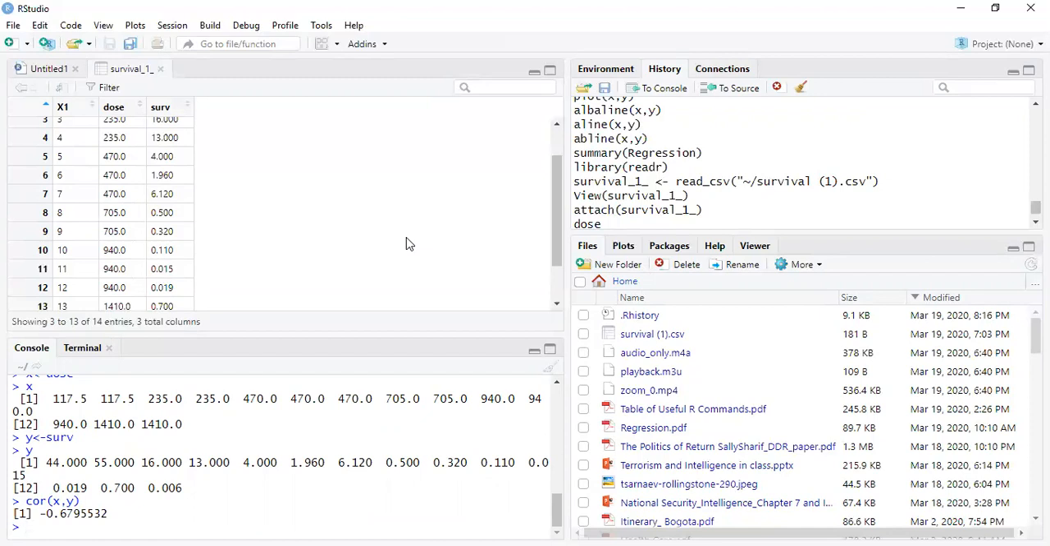Positive means there's a positive correlation between the two. A negative number, like we see here, means that there's a negative relationship. So obviously, the more doses that a rat gets, the less survival he or she has. So it's negative 0.76.